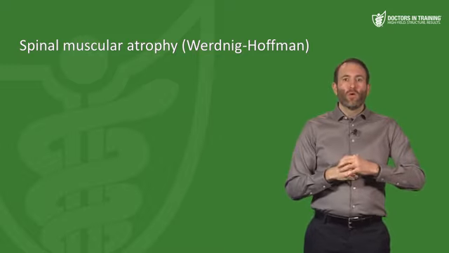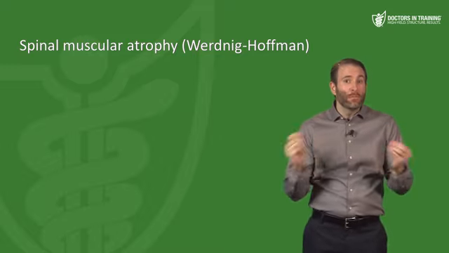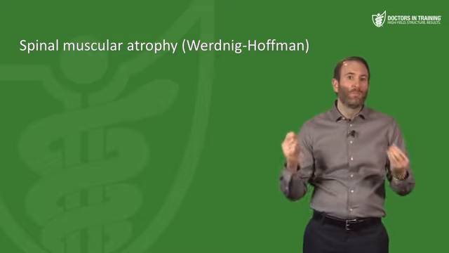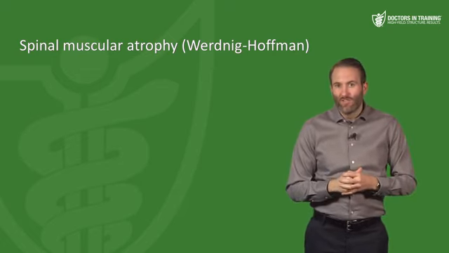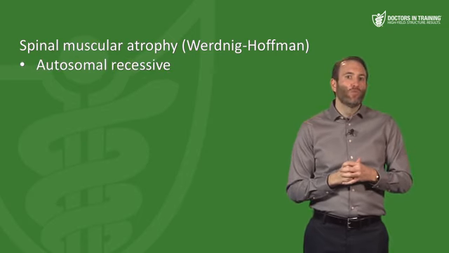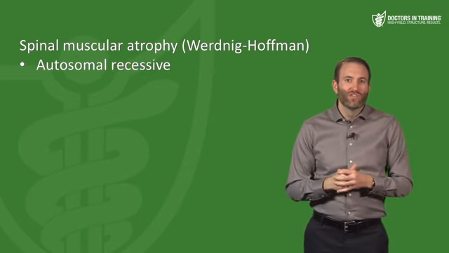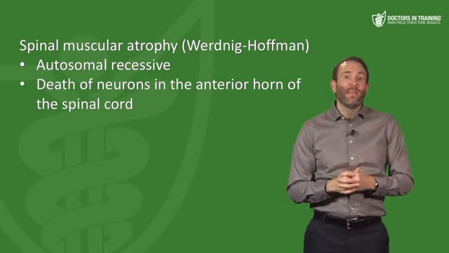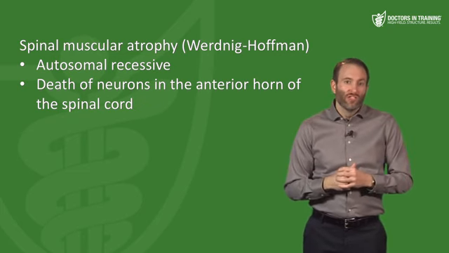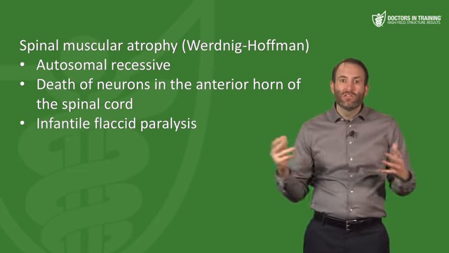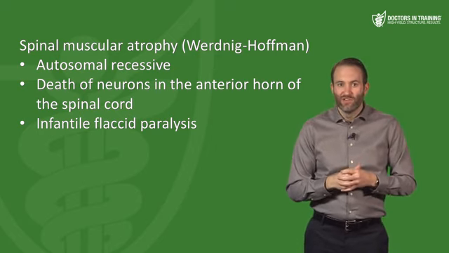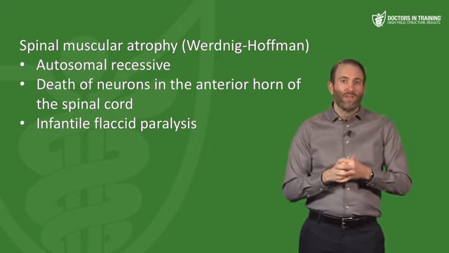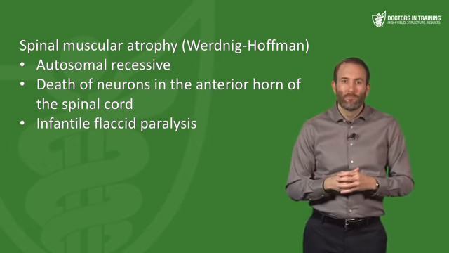All right, so let's talk about Werdnig-Hoffmann disease. So another pretty similar disease is also referred to as spinal muscular atrophy, again also known as Werdnig-Hoffmann disease. So this is an autosomal recessive disease which results in the death of neurons in, again, the anterior horn of the spinal cord. So infants will have severe symmetric flaccid paralysis, and unfortunately most infants will die before the age of 1 year. So remember that spinal muscular atrophy is affecting the anterior horn again.